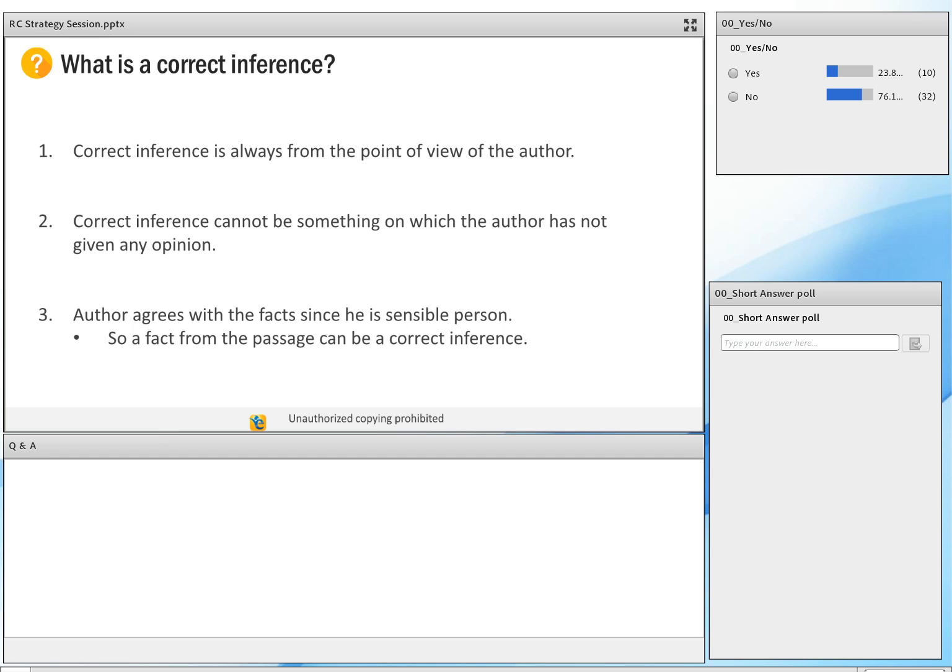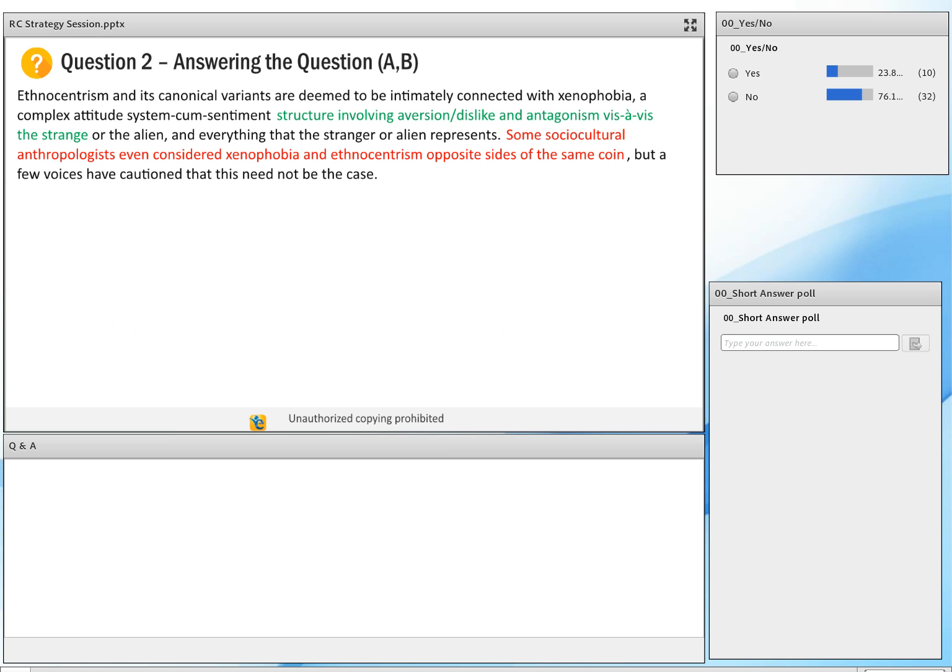Okay, that's something which you need to understand. A correct inference cannot be something on which the author has not given any opinion. So if the author has not said whether he agrees or disagrees with the information that other people say, you cannot consider that to be a correct inference. The author believes in facts because he's a sensible person, so any fact that's presented in the passage can be considered as an inference. You can derive an inference from that fact. Okay. Now, that being said, let's talk about the answer choices.